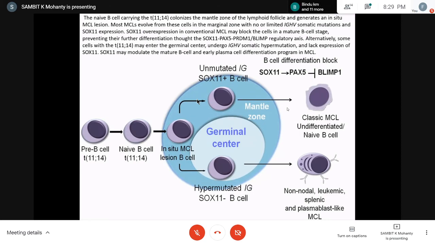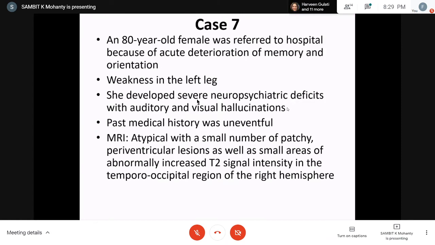So now coming to the next one, a woman referred to the hospital because of acute deterioration of memory and orientation with a weakness in the left leg. She developed severe neuropsychiatric deficit, auditory and visual hallucinations. Past medical history was uneventful. MRI was atypical: a small number of patchy periventricular lesions and small areas of abnormally increased T2 signal intensity in the temporal occipital region of the right hemisphere.